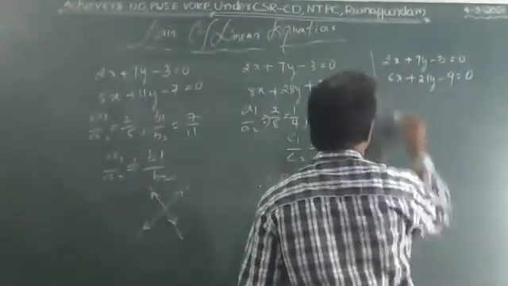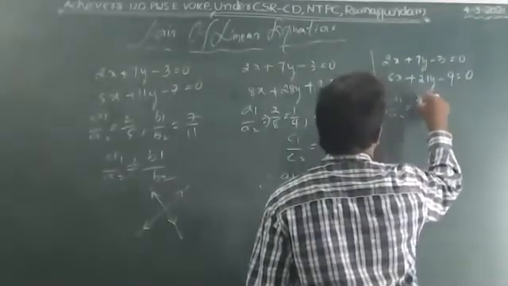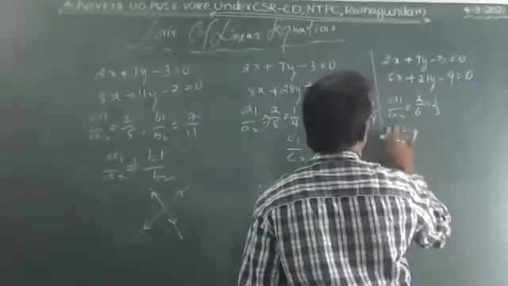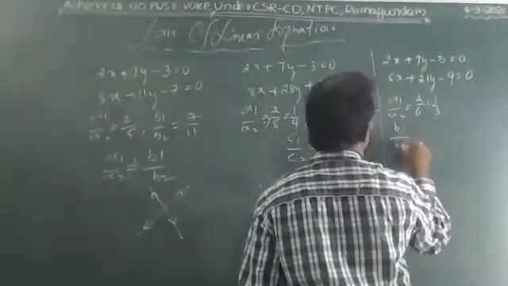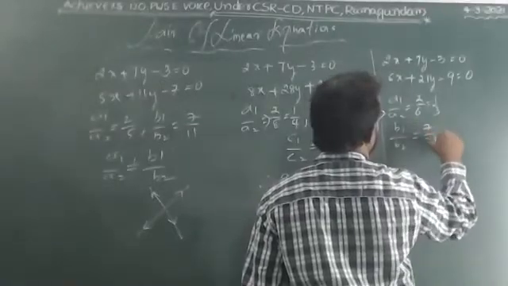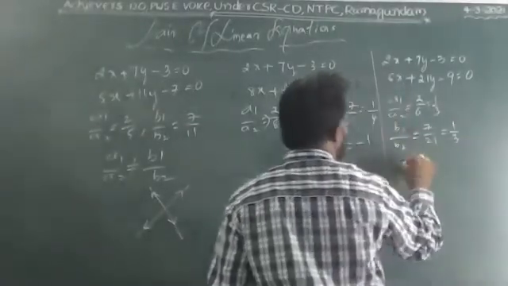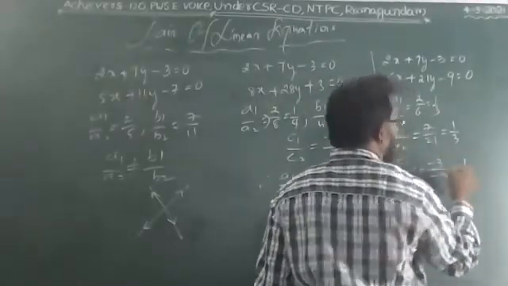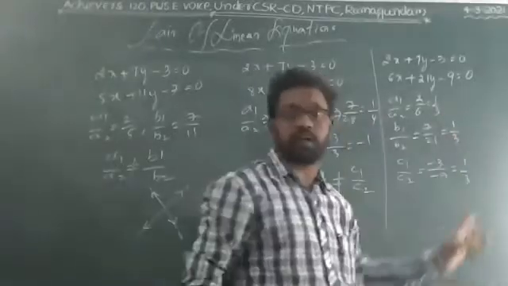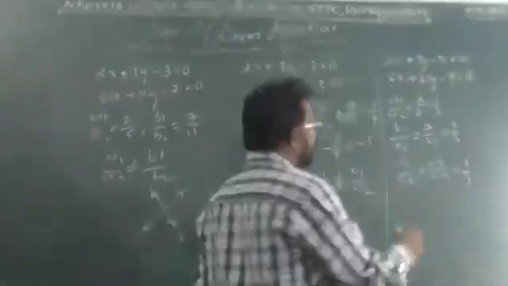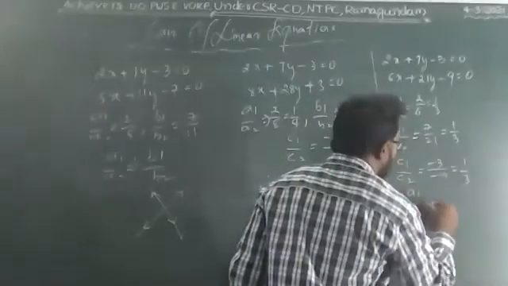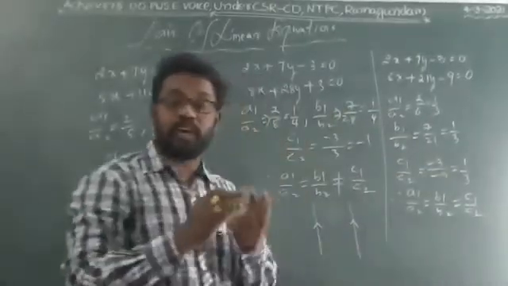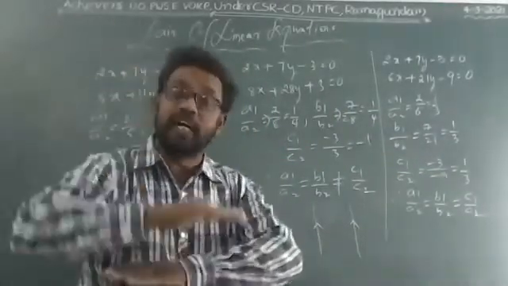Now you can see that a1 by a2 is equal to 2 by 6, nothing but 1 by 3. And b1 by b2 is 7 by 21, nothing but 1 by 3. c1 by c2 is minus 3 by minus 9, which is 1 by 3. See, all are 1 by 3. So a1 by a2 is equal to b1 by b2 is equal to c1 by c2. All are equal, right? The pair of linear equations are dependent.